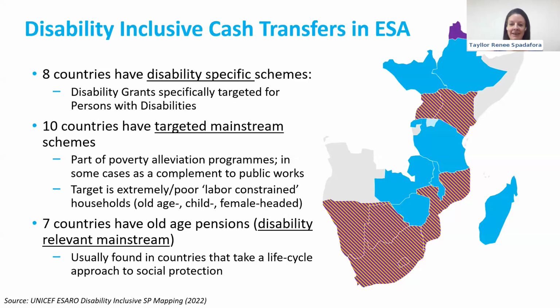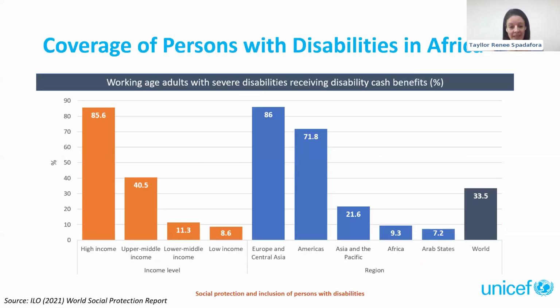We're finding the coverage is still very, very low. And again, this is coming from the ILO. In Africa, less than 10%, that's less than 1 in 10 working age adults with severe disabilities are actually receiving a disability cash benefit. So while there's will there, while there's a lot of interest, we still have a lot of work to be done.